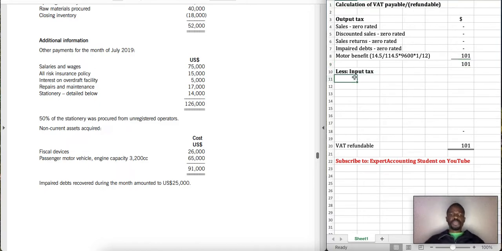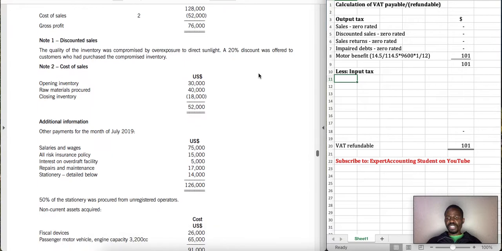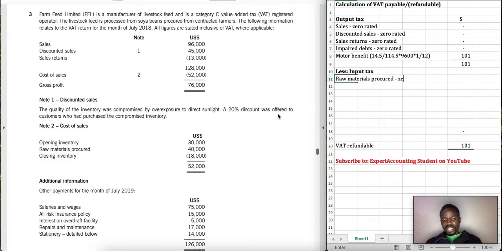Then we move on to input tax. We are given cost of sales, but when calculating input tax, we don't consider cost of sales. We either consider purchases or sales. So here we'll consider raw materials procured, which is our purchases. Farm Feed uses soya beans as its raw materials. These are also zero rated.